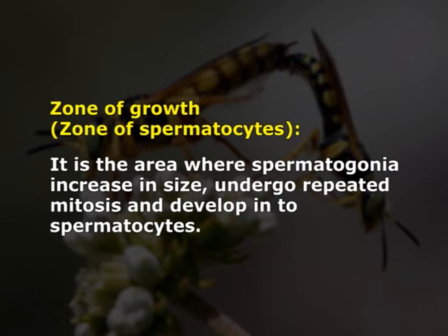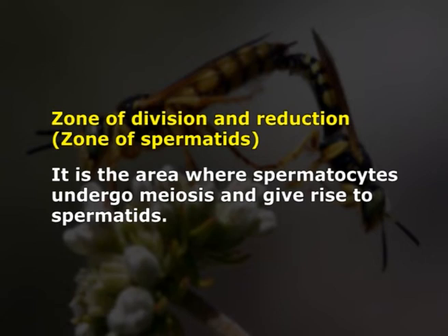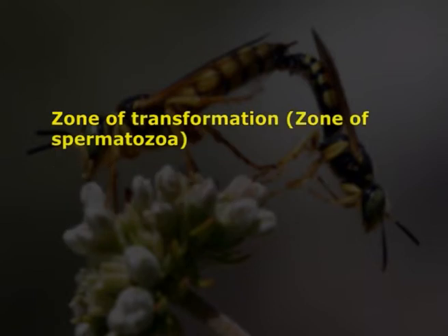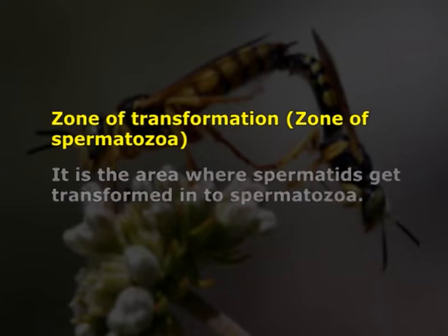into spermatocytes. Zone of division and reduction or zone of spermatids is the area where spermatocytes undergo meiosis and give rise to spermatids. The zone of transformation or zone of spermatozoa is the area where spermatids get transformed into spermatozoa.